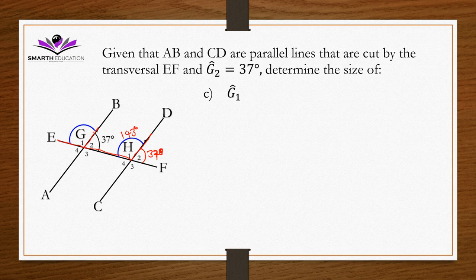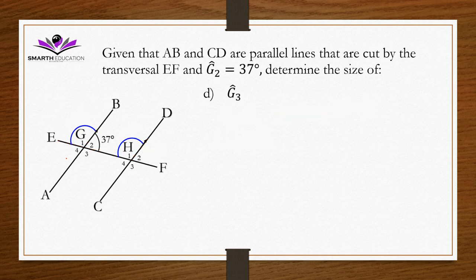And then, so it means these two angles are what? Corresponding angles. Okay, so we can say angle G1 is equal to angle H1 since they are corresponding angles, and AB is parallel to CD. Right, and then H1 is 143 degrees, so therefore angle G1 is equal to 143 degrees. So this is 143 degrees. Done. Okay, let's do the last one.